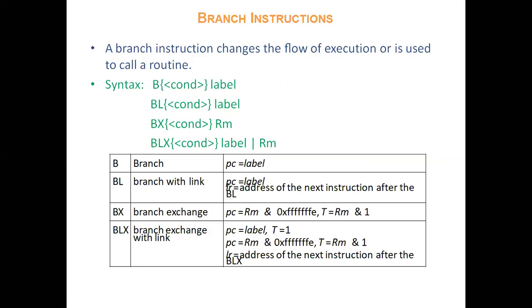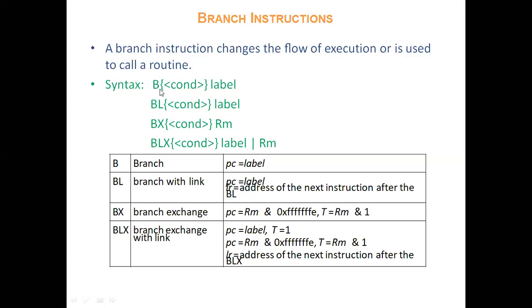A branch instruction changes the flow of execution, or is used to call a routine. Whether it is an assembly level language or any high level programming language, you have to change the flow of execution. That is, your execution control should transfer from one point of the program to another instruction. We generally call that the flow of execution, or it is basically used to call a subroutine or a routine. There are a few branch instructions which change the flow of the execution.